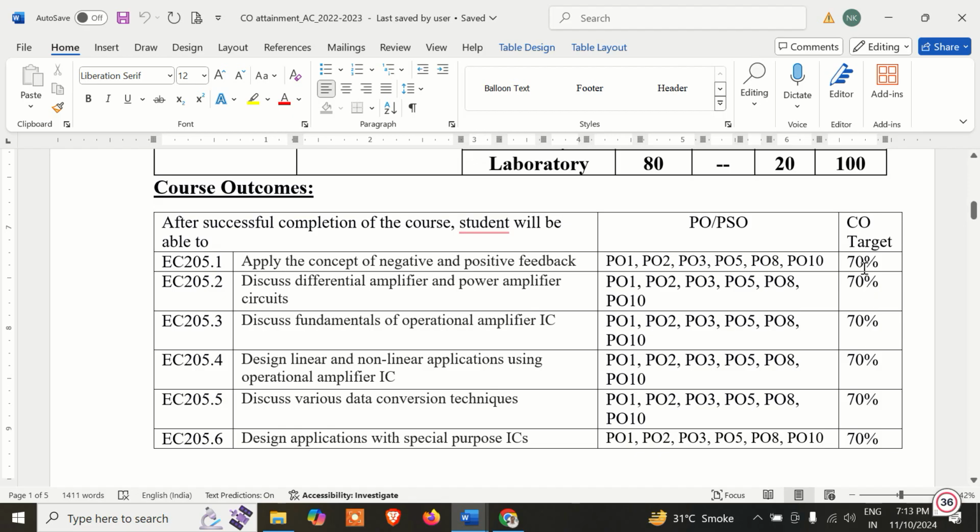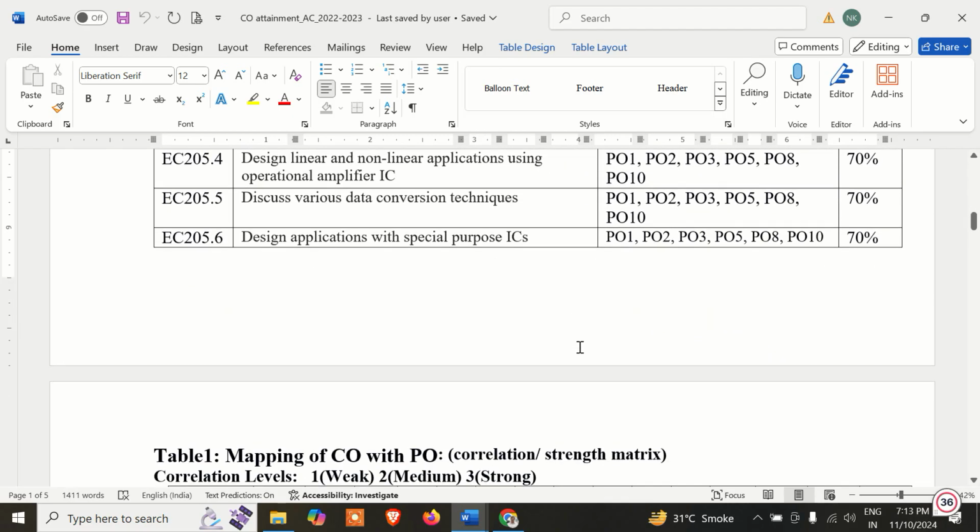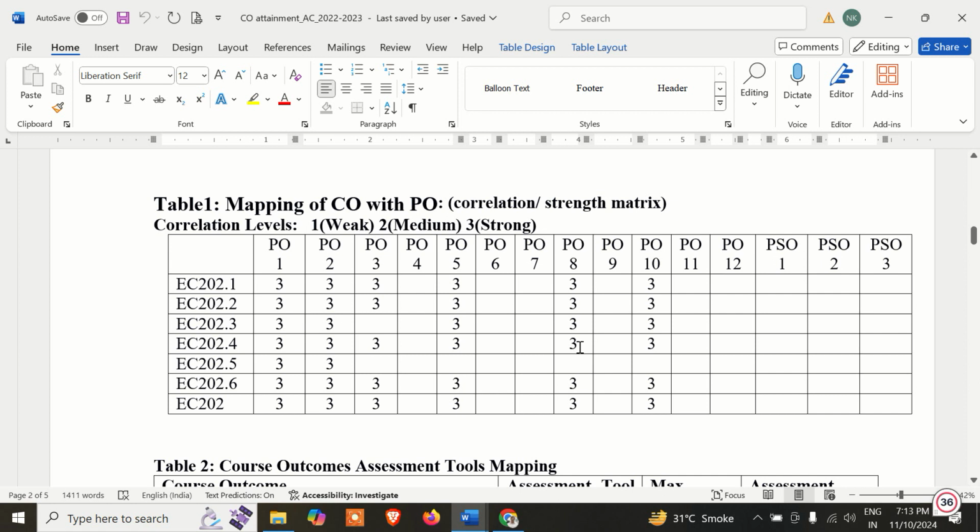The highest target is possible. Slightly, you can always keep a next target. It is based on the faculty. This target level is always a better way of improving the attainment.